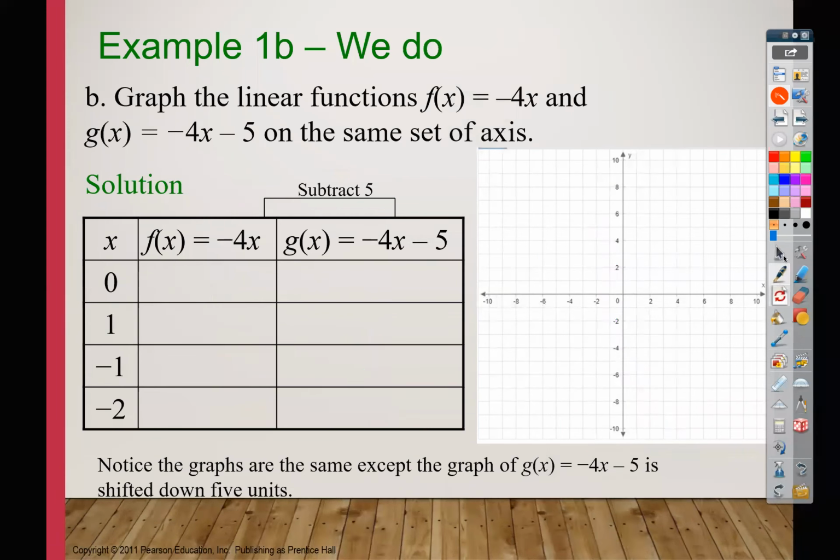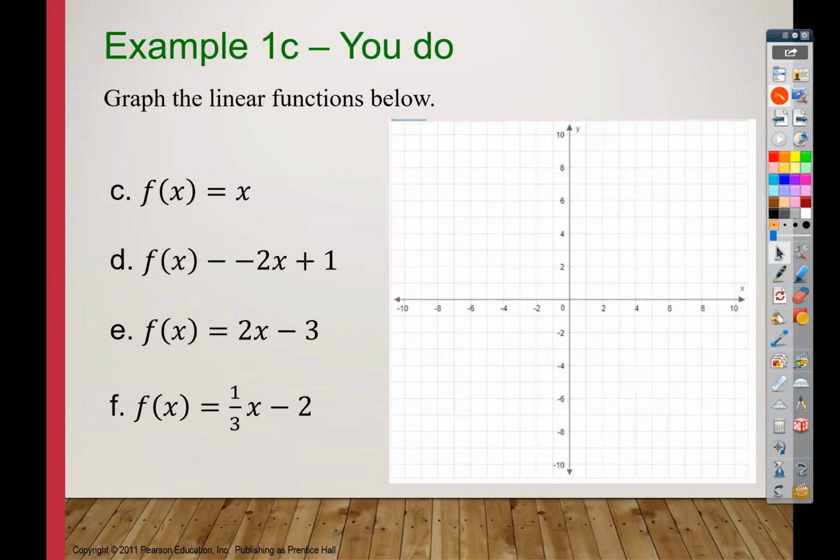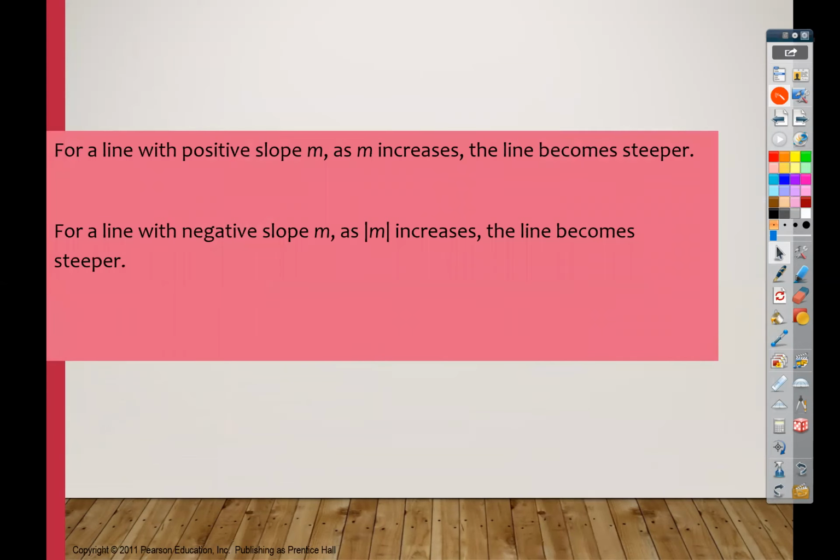Okay. All right, so you do some of these and tell me if you have any questions. Pause it. All right, so for a line with positive slope m, as m increases, the line becomes steeper. For a line with negative slope m, as m increases, the line becomes steeper.